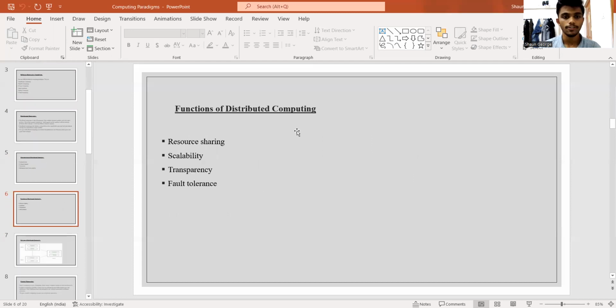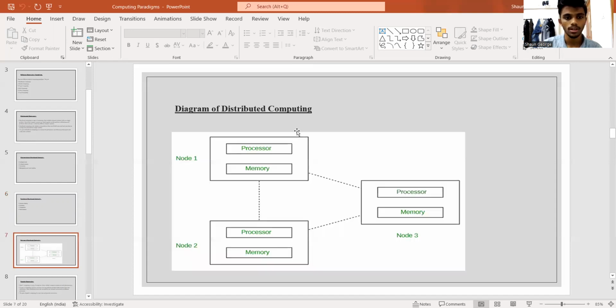Next, we can discuss the functions of distributed computing. The first function is resource sharing. The second one is scalability. Third one, transparency. And the last one, fault tolerance. This is a diagram showing distributed computing.